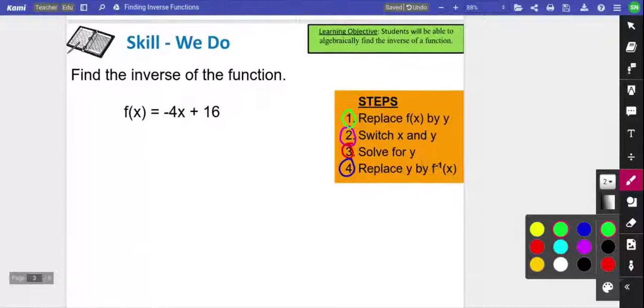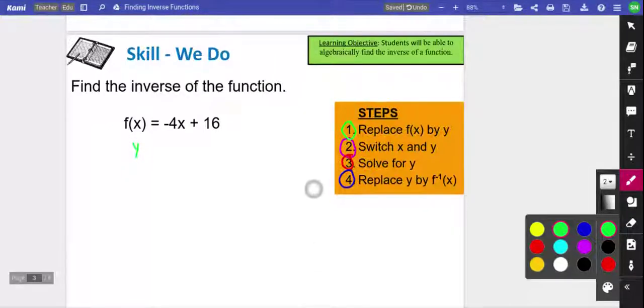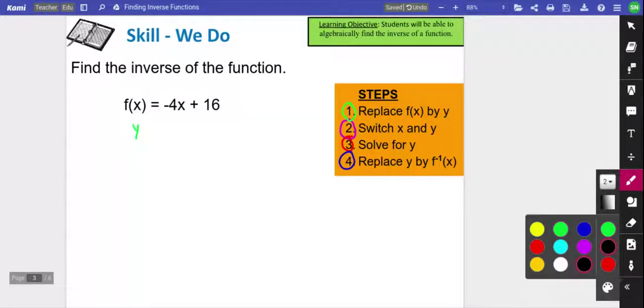Here's example number 1. We will start with step number 1. Replace f of x by y. Everything else in the problem will remain the same. Step number 2. We are going to switch x and y. Everywhere you see a y, you put x. Everywhere you see an x, you put y. Everything else, referring to the numbers, will remain the same.